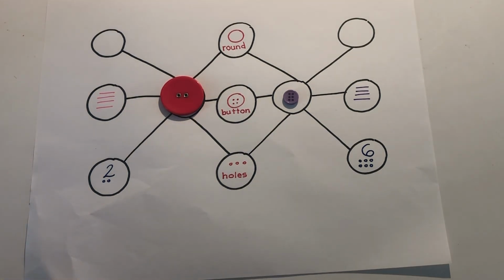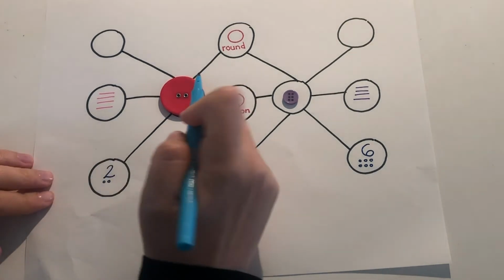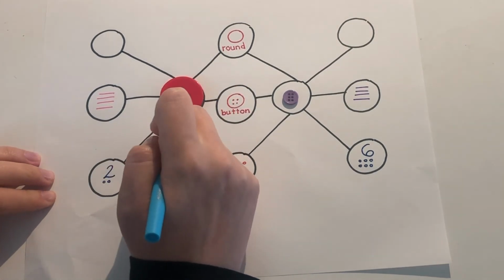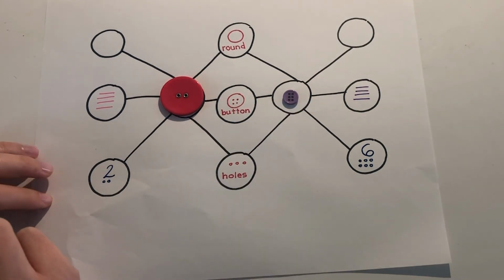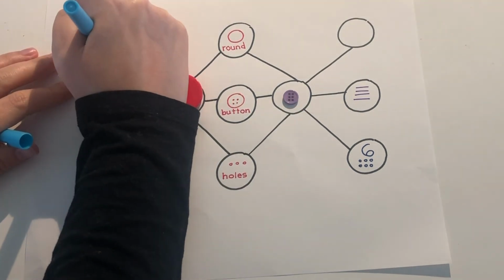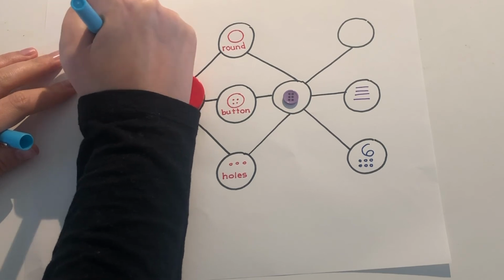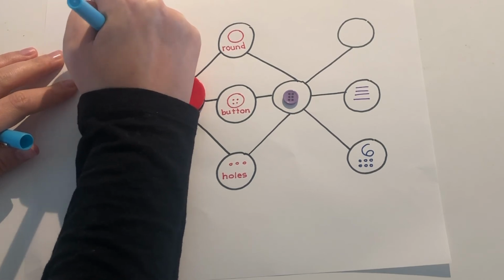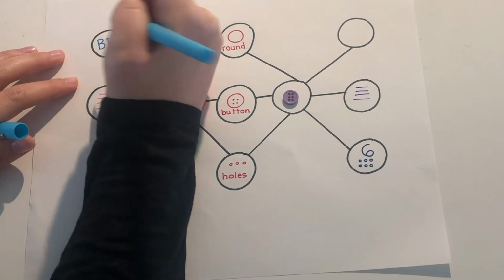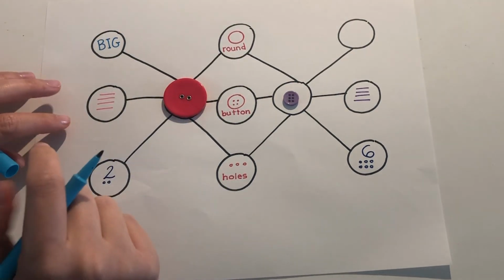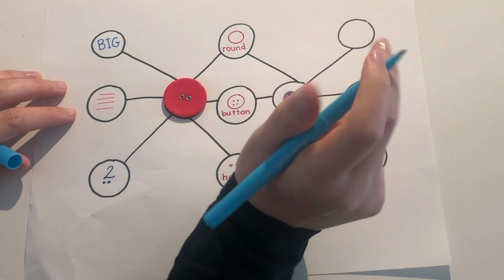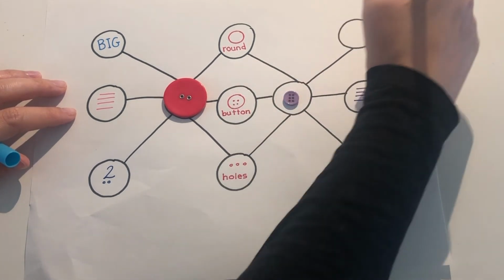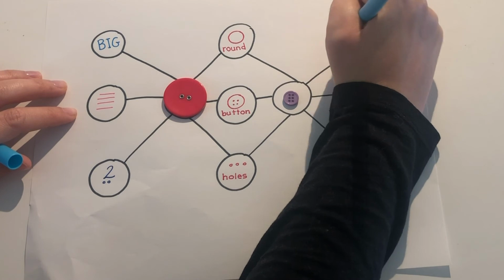I wonder what other differences I can find between them. I noticed that they're different sizes. This button is much bigger than this button. I'm going to write the word big. This button is big. But is this button also big? No. Over here, I'm going to write the word small.